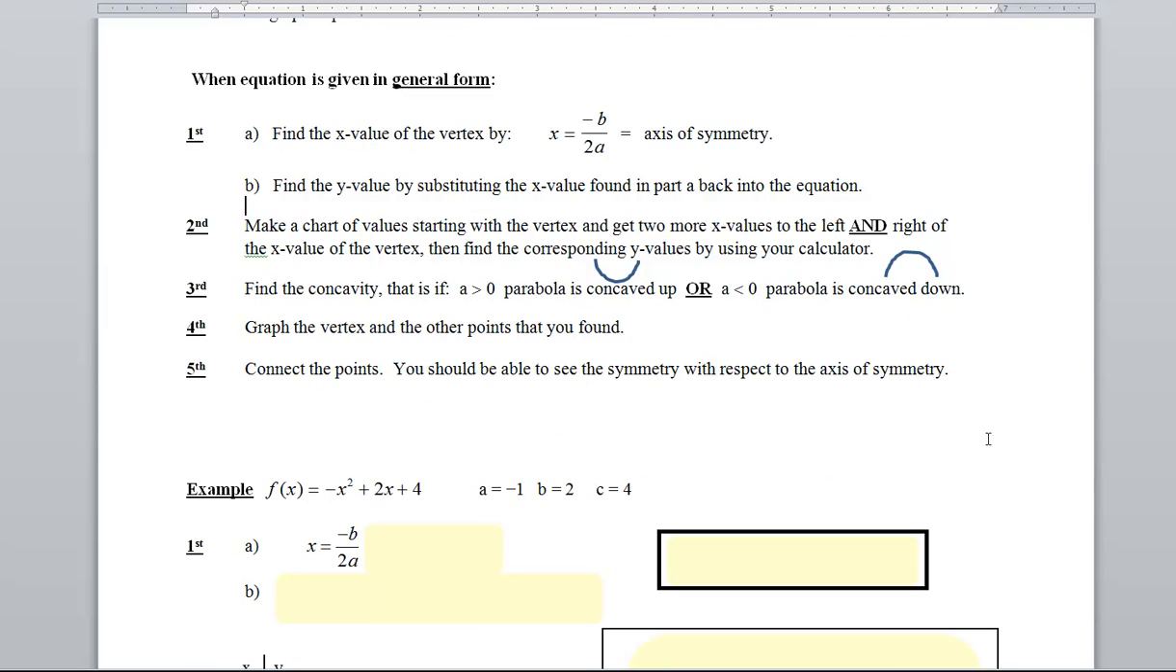Okay, got an example. I've got f of x is equal to negative x squared plus 2x plus 4. So indicate what your a, b, and c values are. And I've got the formula, which you've got to know. So if I substitute these values in, let me move this over just a little bit. So there's my b, 2 times a, so that would be a negative 2 over negative 2, so that should give me 1.